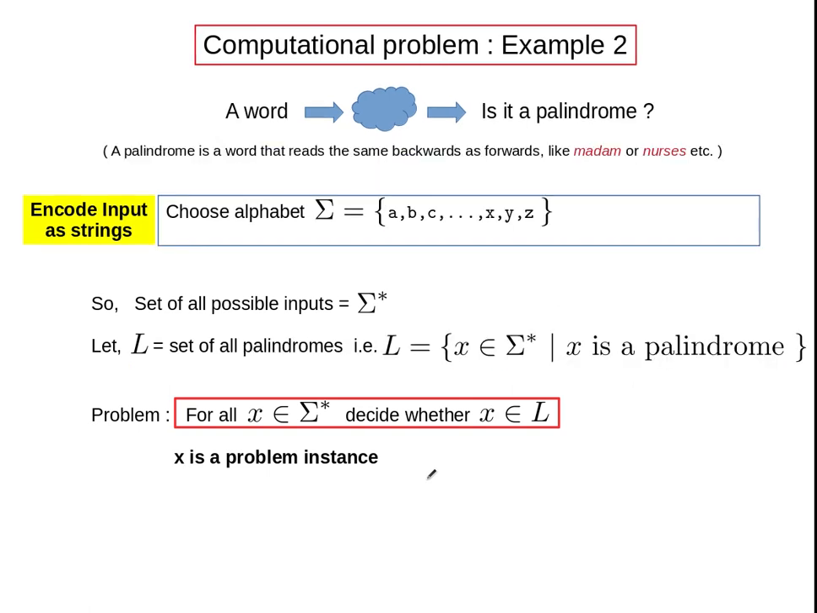Or again, this palindrome example: now you encode your word as some string over some suitable alphabet. You can choose your alphabet according to your problem. That's not a problem, as long as it is non-empty and finite. And L is just the set of palindromes. Again it's a set of strings over this alphabet, and again you ask whether, given any string over this alphabet, it belongs to L or not. And again a particular x is a problem instance.